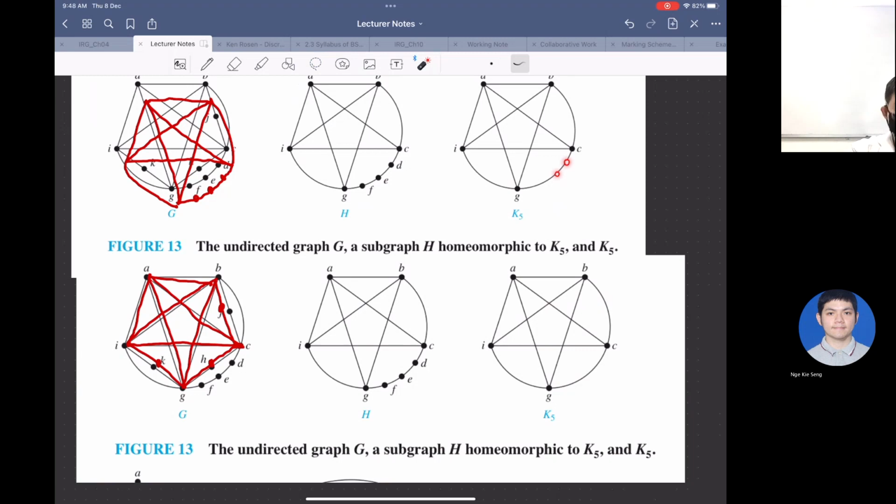elementary subdividing GC. But for the second subgraph here, let me put 1 and 2. For the second subgraph here, you are elementary subdividing BC, IG, and GC.